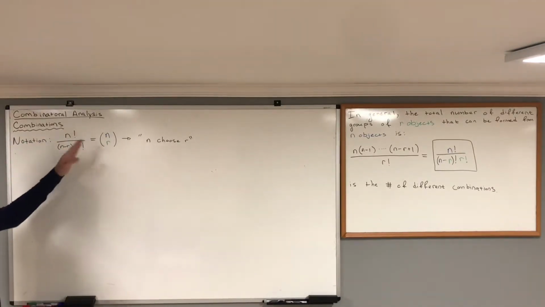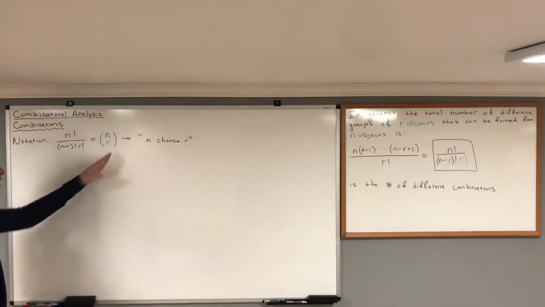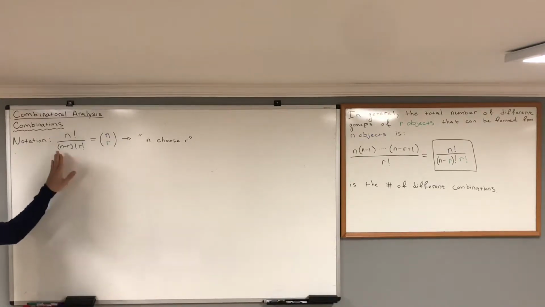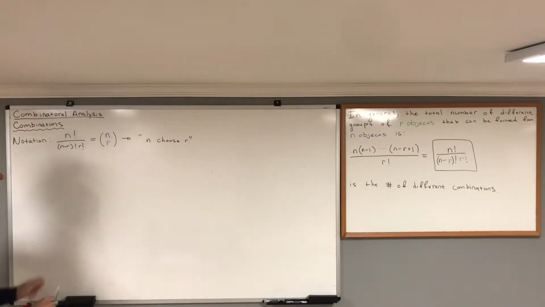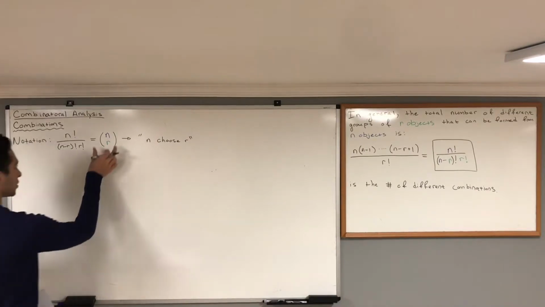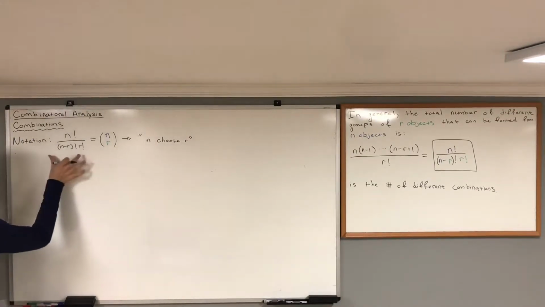N choose r is that, and this is that. So whenever you see this, think of this, and whenever you see this, think of that. That's just notation. So, whenever you see this, don't get scared. It just means this.